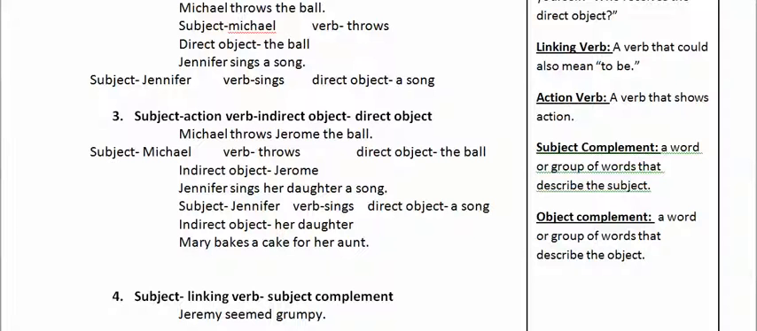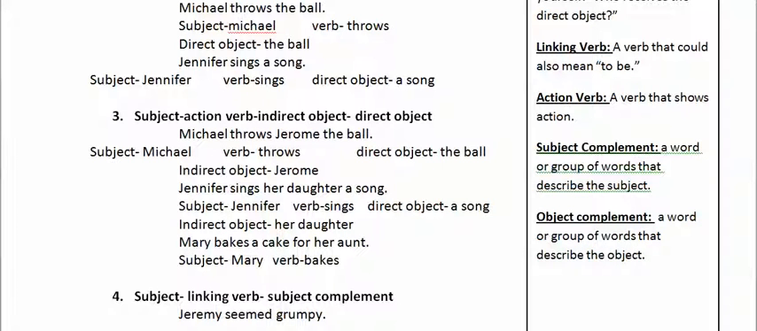Now, this one has an indirect object and a direct object, but they're not in quite the same order. So we need to figure out which one of these is the indirect object versus the direct object. So first of all, who's doing the action in this sentence? Mary bakes a cake for her aunt. The subject is Mary because she's doing the action. Then we have the action verb. The thing that's happening is she's baking, so bakes is the verb.